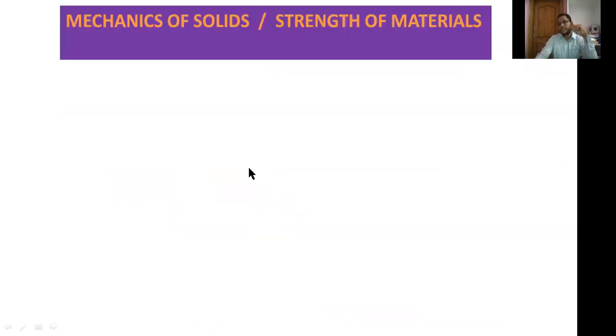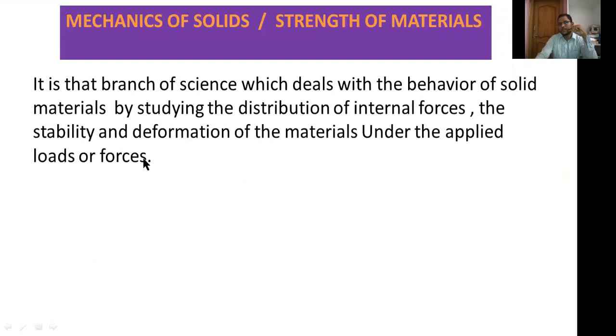Before going to the theory, first of all, you have to know the definition of mechanics of solids or strength of materials. Strength of material or mechanics of solids is that branch of science which deals with the behavior of solid materials by studying the distribution of internal forces, the stability and deformation of the materials under the applied loads or forces.